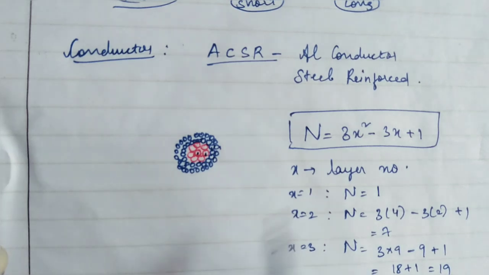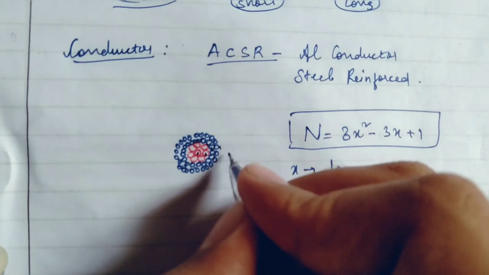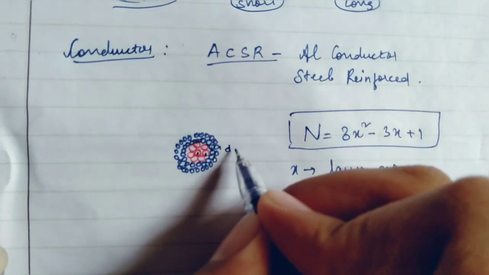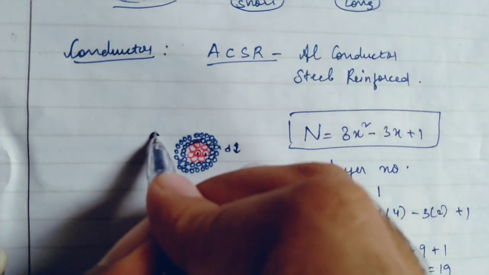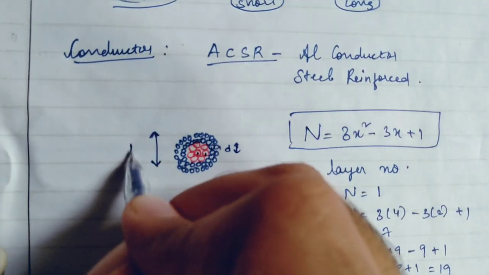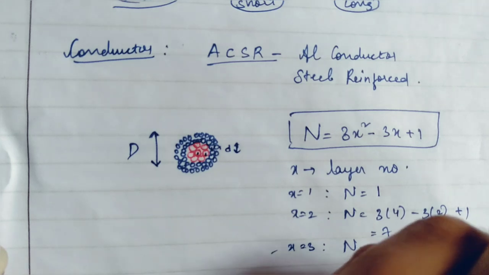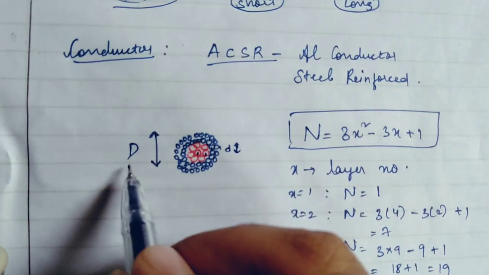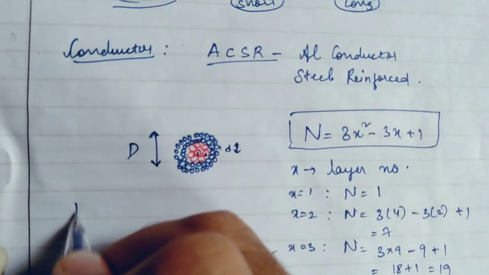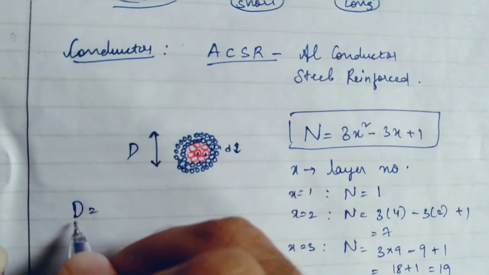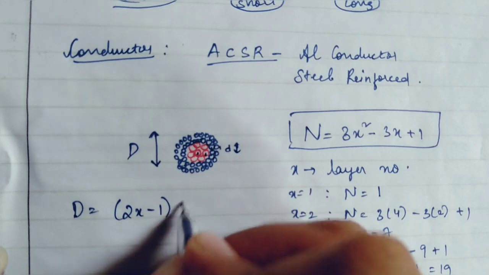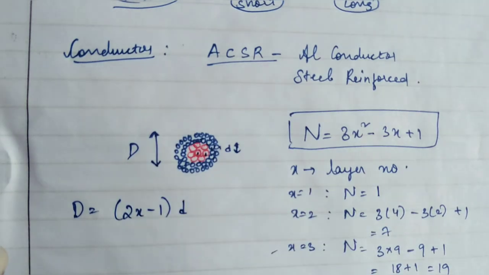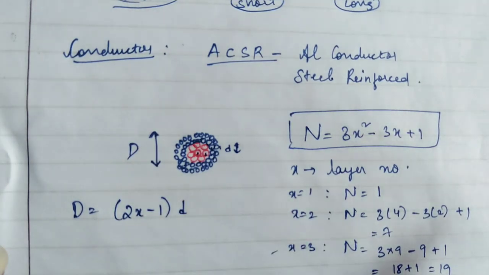And there is also one more formula regarding this, which is if we take the diameter of each conductor as small d and the total diameter of the conductor capital D. So if we know small d and if we want to find capital D, the formula is capital D, the diameter of the whole conductor, is equal to 2x minus 1 into d. Here x is number of layers.